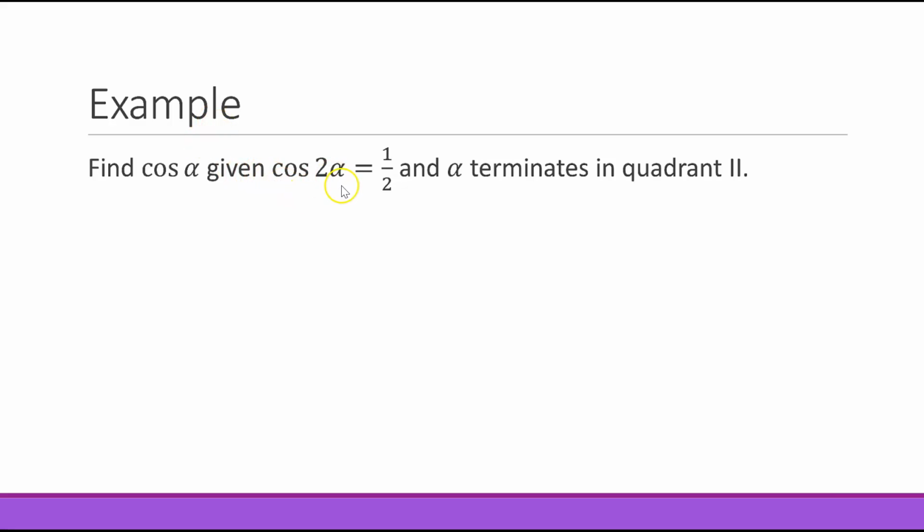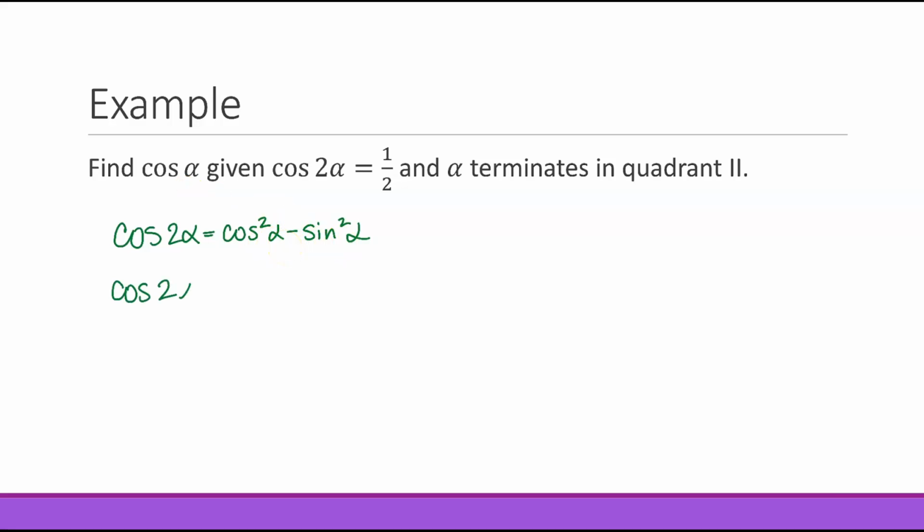So what do we have to do here? Well, what do we know about cosine of a double angle? We have 3 different versions of this. We have cosine of 2 alpha equals cosine squared alpha minus sine squared alpha. Well, there's no sine at all in this problem, and I want to find cosine of alpha, so I don't want to use this version.